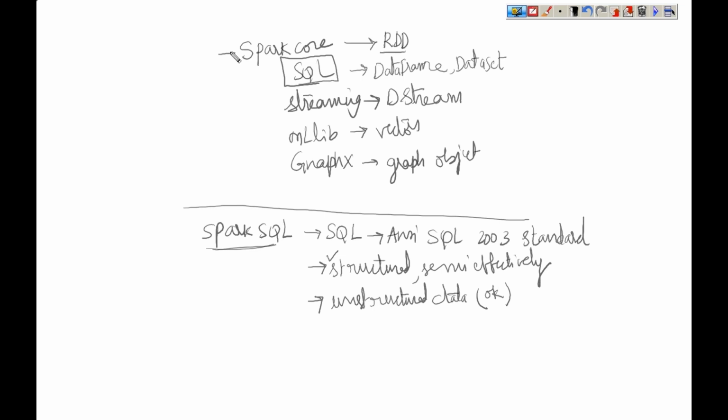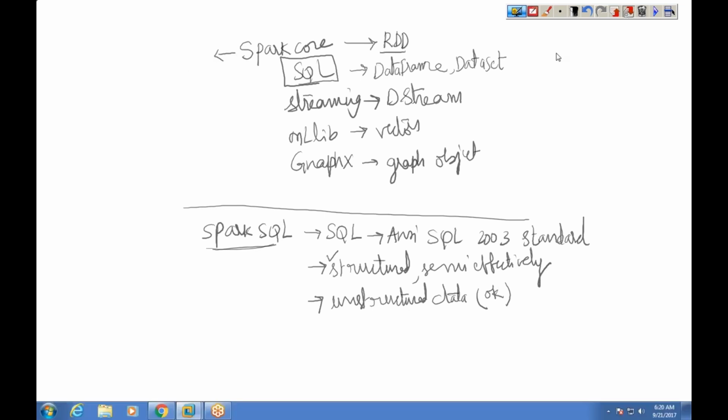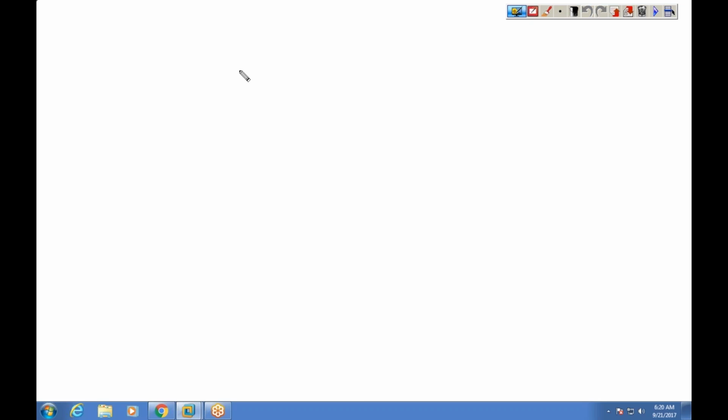To create RDDs, we have been using this sc. Let me go to the next slide. To create one RDD, we used to write a statement like this: val r1 is equal to sc.textFile. What is this sc? Spark context. To create RDDs, we have been using the Spark context.